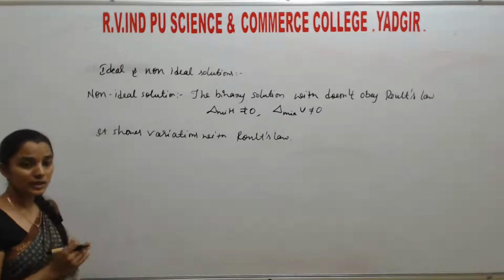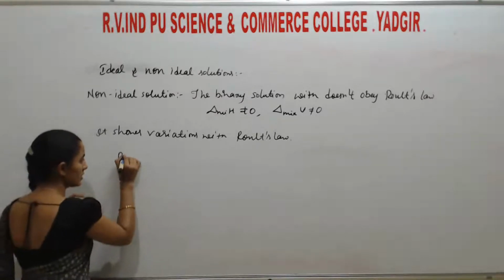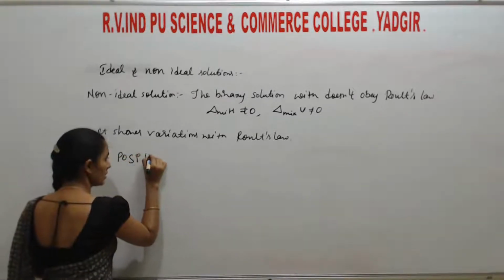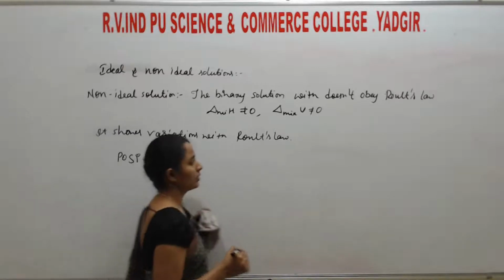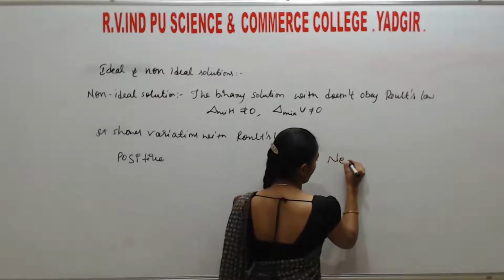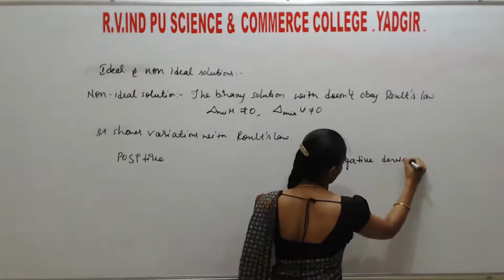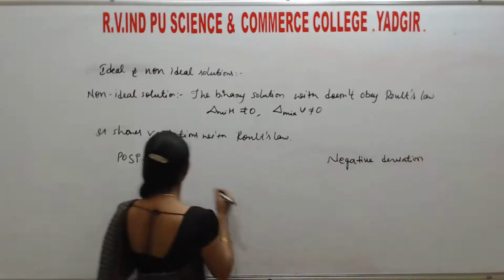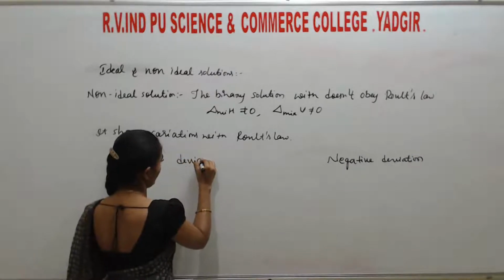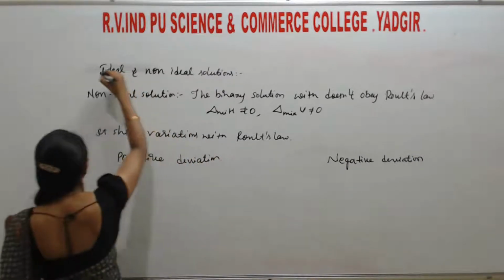How the deviation takes place. So two types of deviation are there. One is positive deviation, another one is negative deviation. As we are talking about what? Vapor pressure.